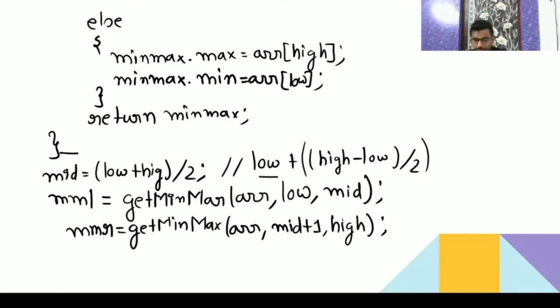So if that array is having more than two elements, then first I will find the mid index, low plus high by 2. Then I'm going to find the min and max on the first half, low to mid, and the min and max on the right half, from mid plus 1. Understood? Now this has the min max of the left half, this has the min max of the right half. Now I will compare the min of this and the min of this, and whichever is the minimum is going to be the actual min of the whole array.